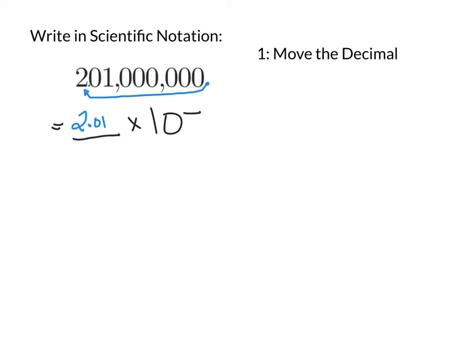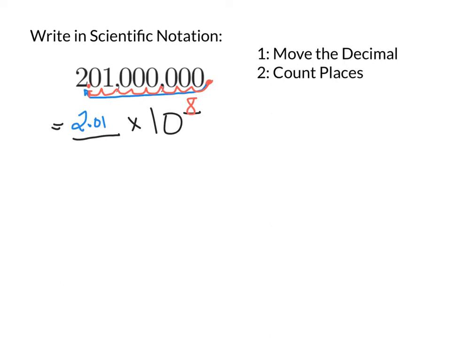Next, we have to figure out what the power is going to be. To do that, we have to count places. What I mean by that is we started off with the decimal point at the very end, and we moved it to right after the 2. We need to see how many places we moved it, so we could just go back and start counting. 1, 2, 3, 4, 5, 6, 7, 8. It took 8 steps to get from the very end of the number to that 2. That 8 is going to be our power.